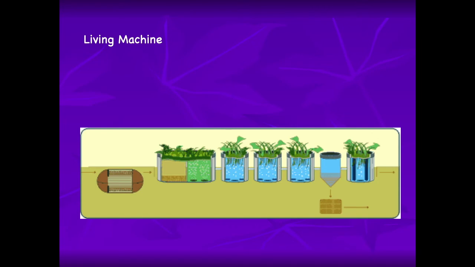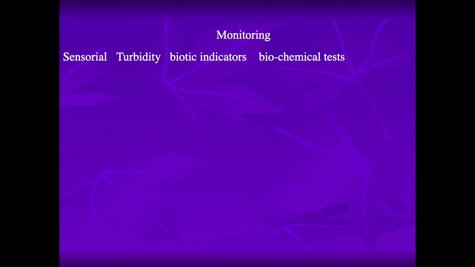And once you have built a biosystem, you have to monitor it. There are many ways of monitoring with biochemical tests or biotic indications. Over time, with your experience, you learn to observe what other creatures are living in this system and showing you from that the health of the system.